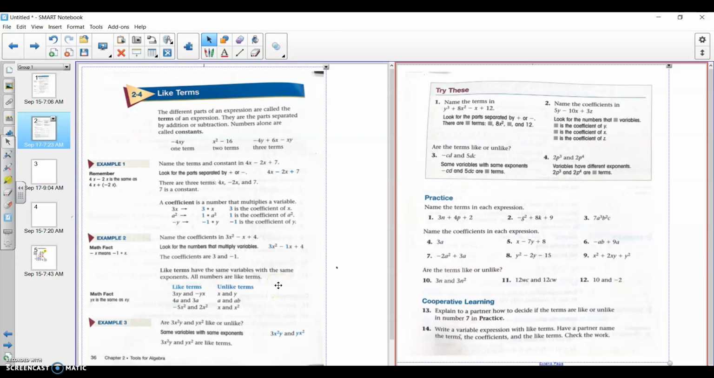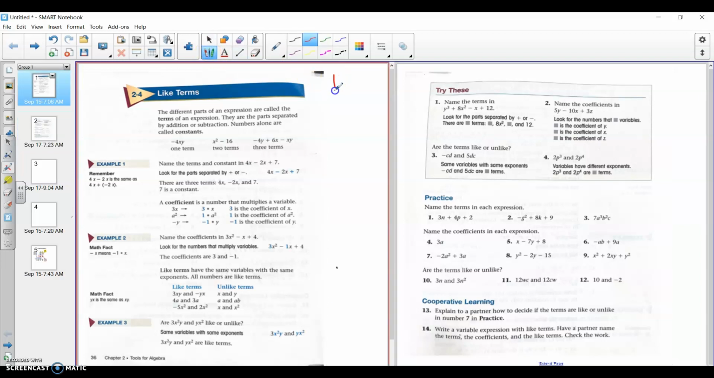All right, chapter 2, section 4, like terms. Another way to look at this is Halloween candy. So I'm going to put a little HC up here, guys. HC, Halloween candy. We have been doing this for so long that it should not be anything new for you. Halloween candy. Like terms, here we go.